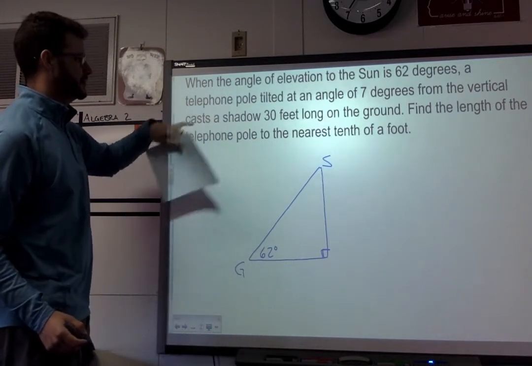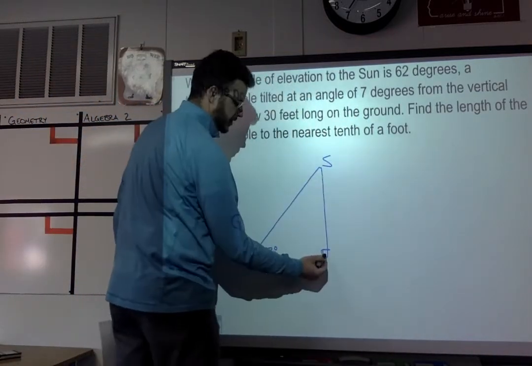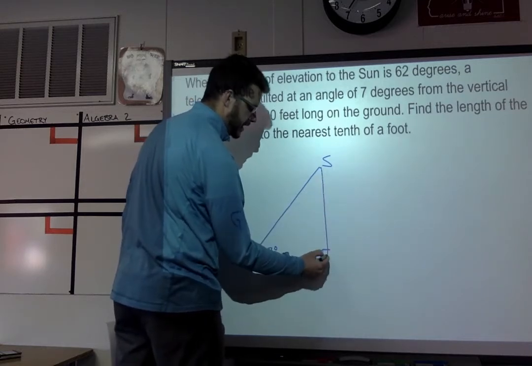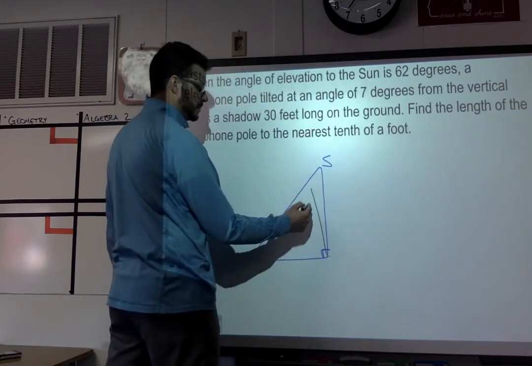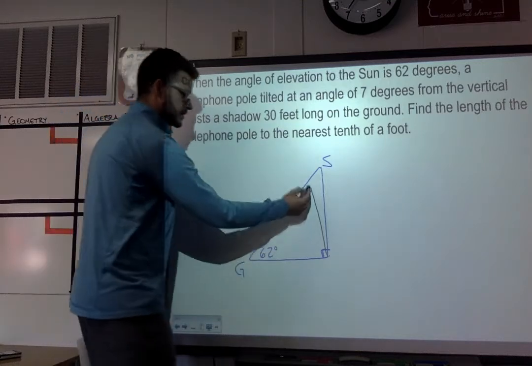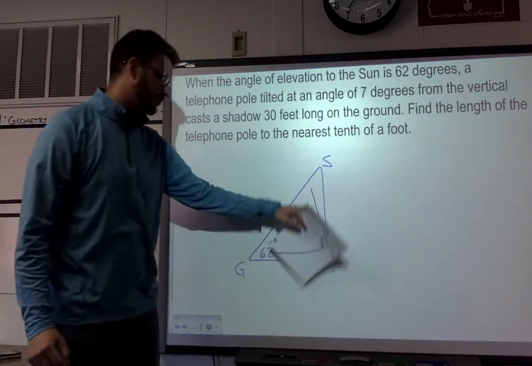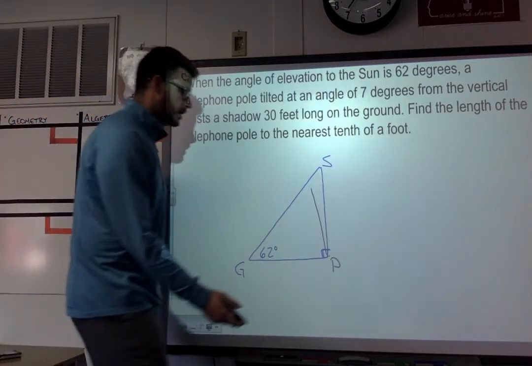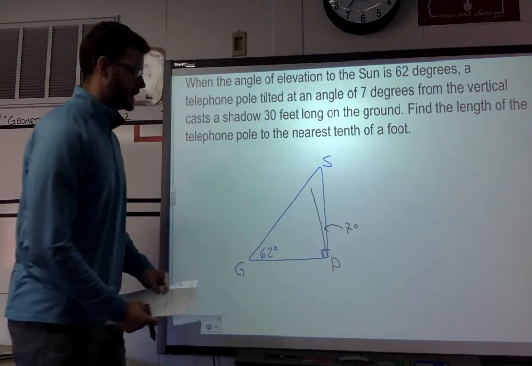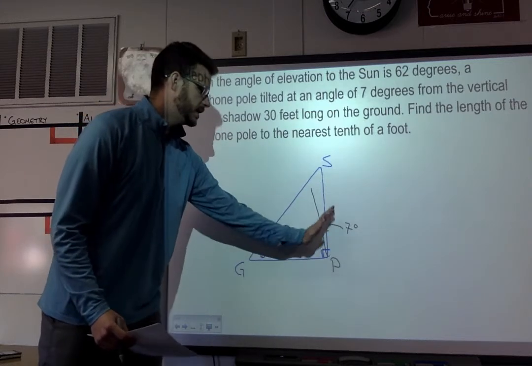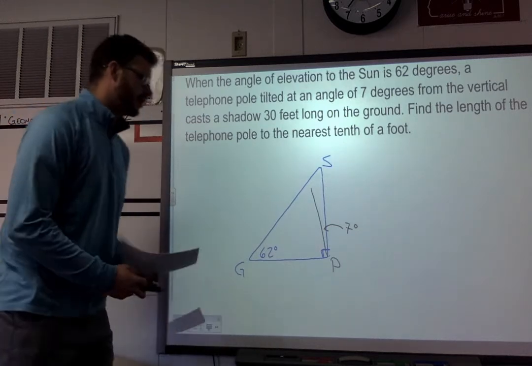A telephone pole tilted at 7 degrees from the vertical. So here, the vertical would be right here. That's our 90-degree angle. I've got a telephone pole that tilts up at an angle of 7 degrees. So this is going to be my telephone pole. Let's go with angle P there because we have our telephone pole coming up from that angle. So that's a 7-degree angle. It tells us that the telephone pole tilts at a 7-degree angle from the vertical. So that's all of our given information.